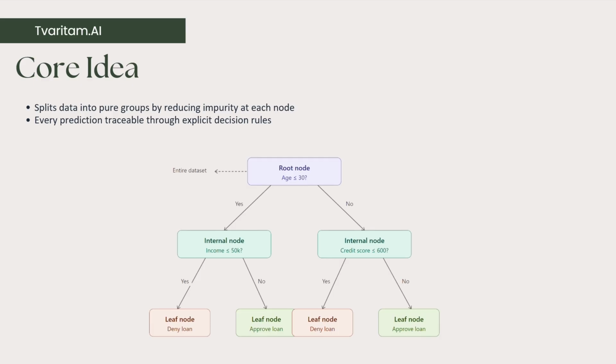One of the biggest advantages of a decision tree is that it is completely interpretable. You can actually trace the path from the root to a leaf and understand how a decision was made, which reduces the need for manual reasoning.